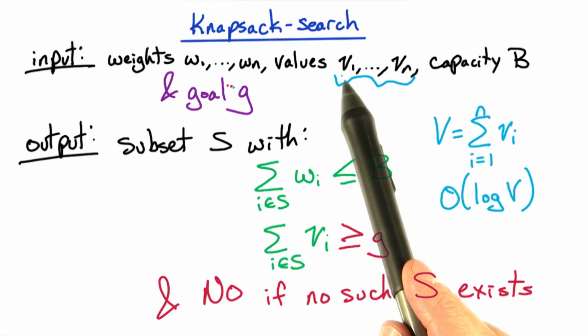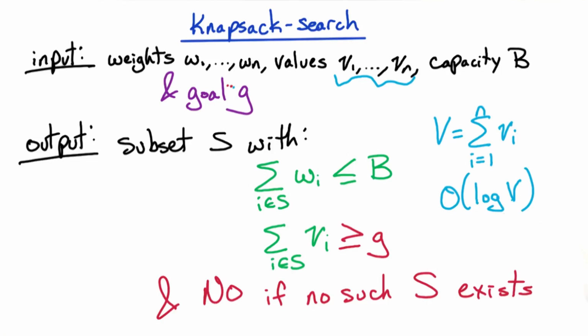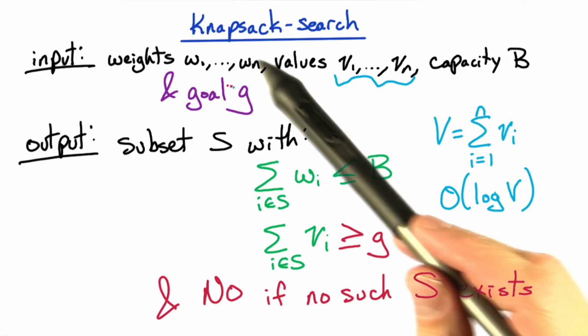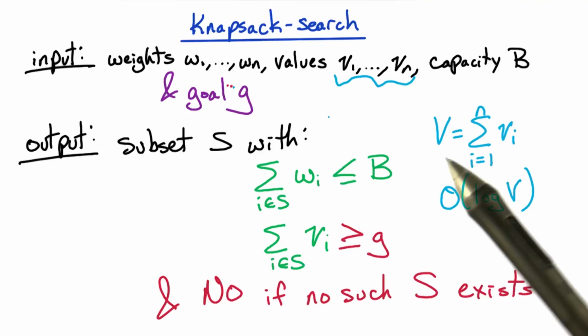What is the size of the input to represent these numbers? Well, it's log V. So this binary search algorithm is polynomial in the input size. So if we can solve the Knapsack Search version in polynomial time, then we can solve the optimization version in polynomial time.